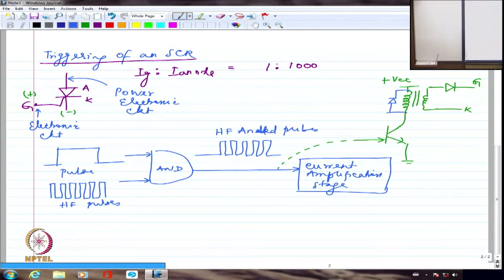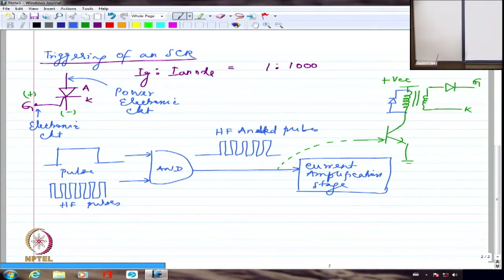After high frequency ANDing, I necessarily need to amplify it, because in all probability the SCR will require a higher current. So this amplification stage itself will have the pulse transformer connected in the collector of the transistor, so that I have complete isolation. Please note that this cathode, if I call it the ground of the power circuit, here is the ground of the electronic circuit. This ground will be the same as that of the pulses ground and AND circuit ground and so forth. So the electronic ground is here.